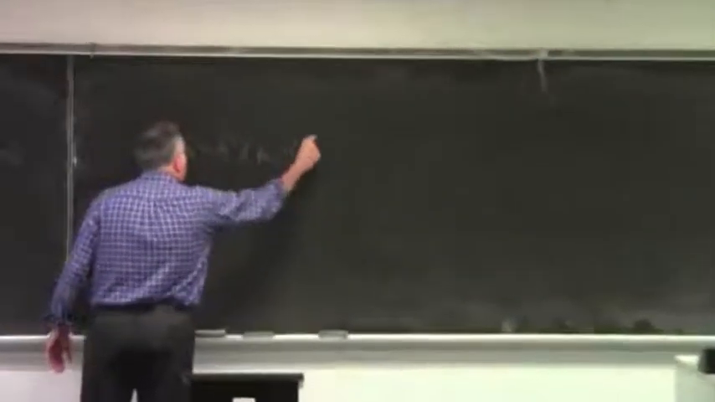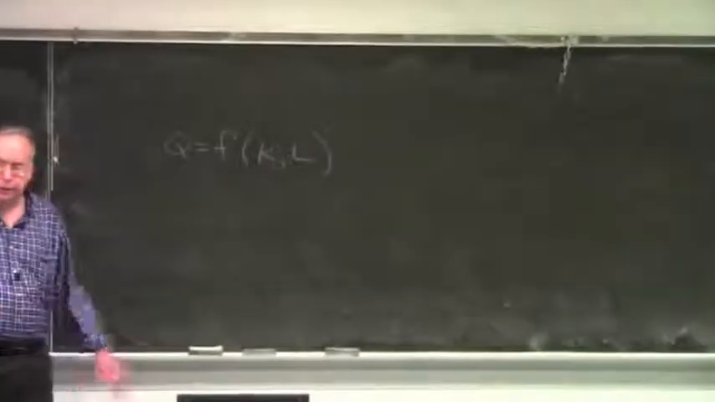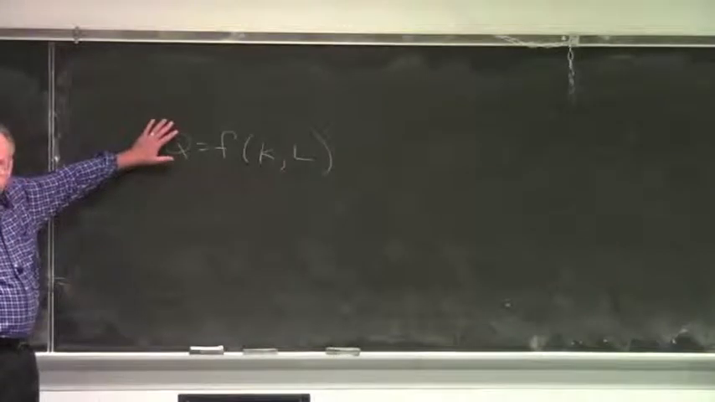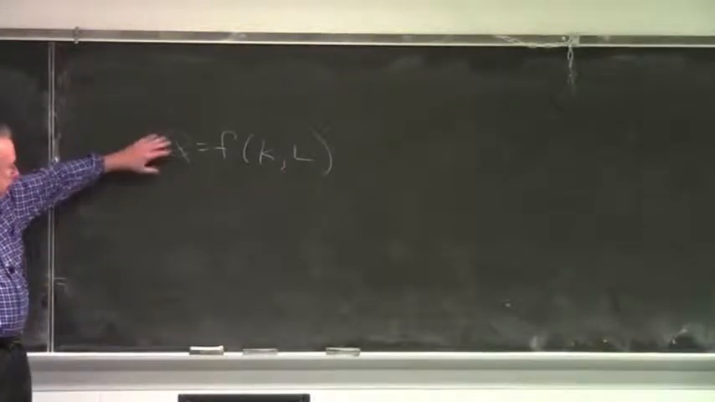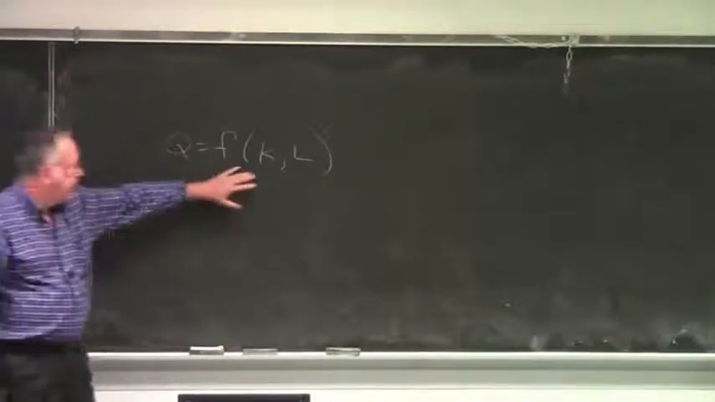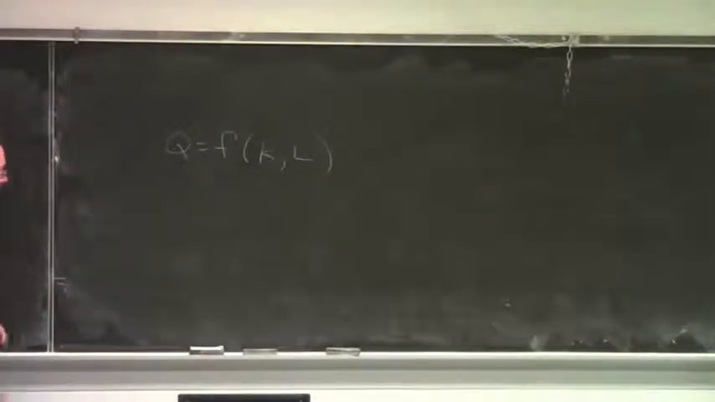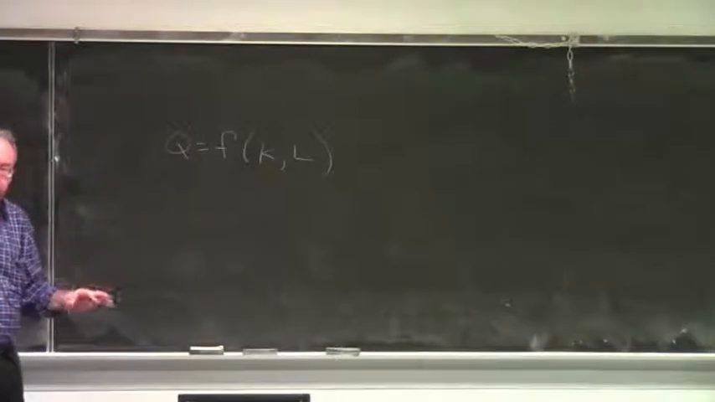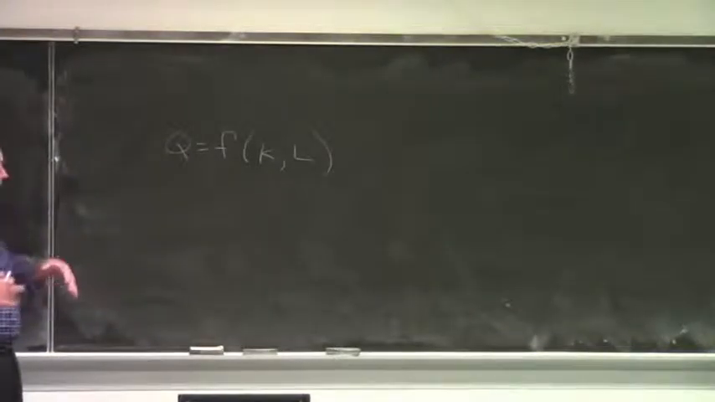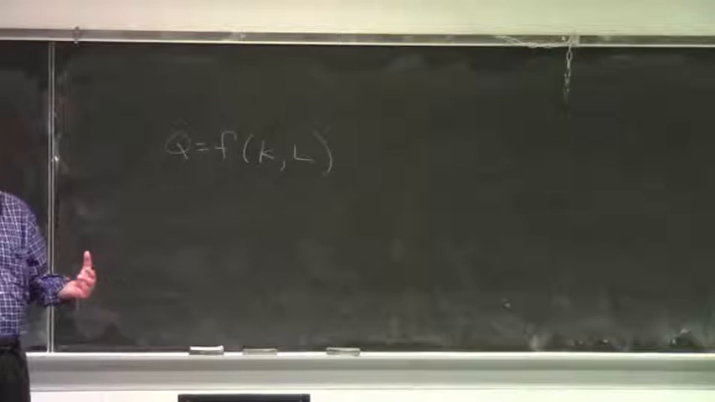Suppose output is a function of K and L. And let this be an aggregate production function for an economy. An economy's aggregate output depends on how much capital is used and how much labor is used. And we're going to study economic growth. We're going to study how output changes over time.